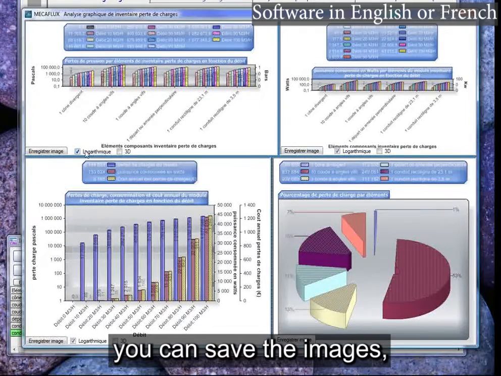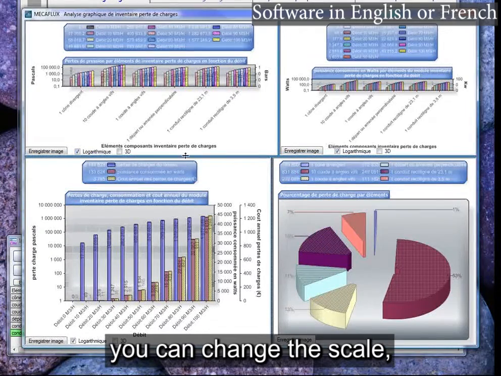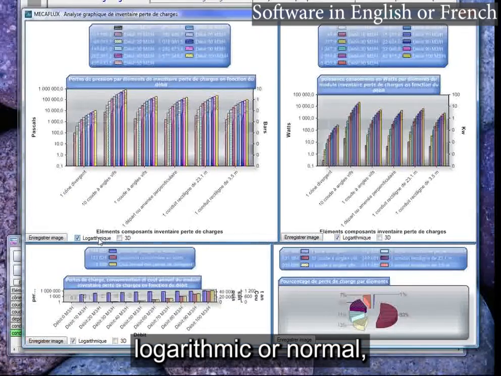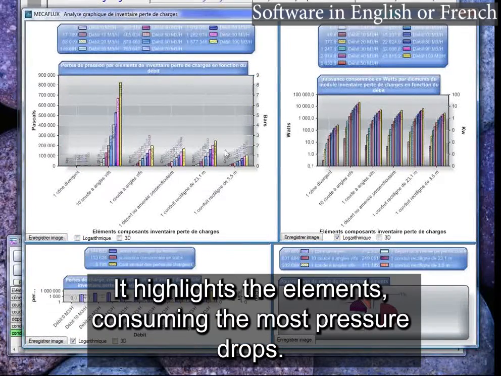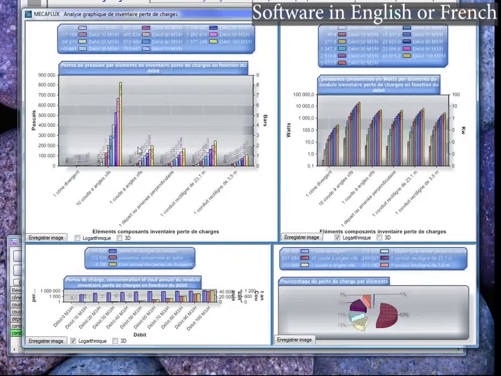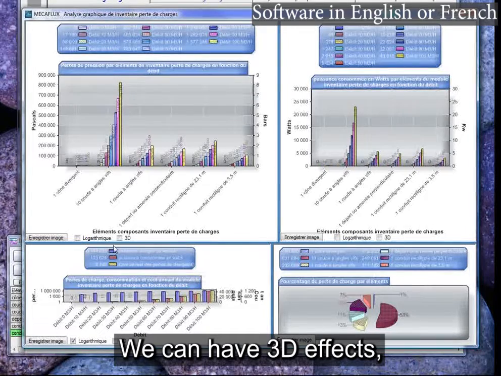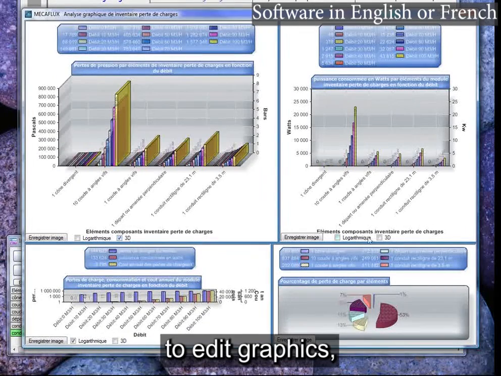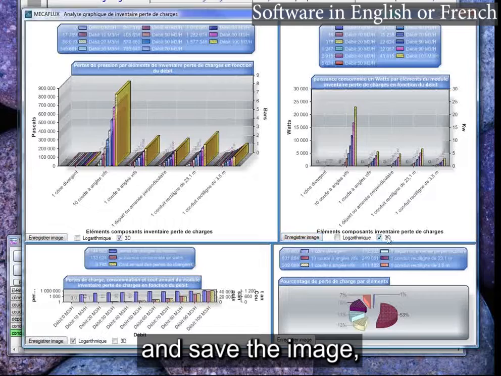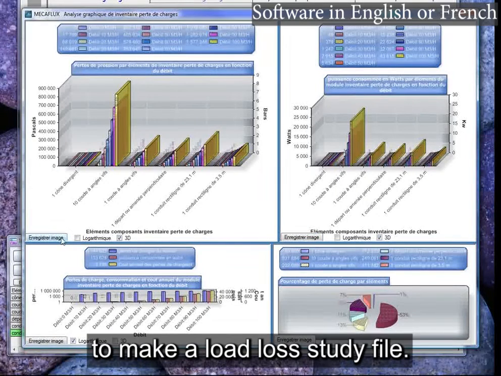You can save the images. You can change the scale, logarithmic or normal. It highlights the elements consuming the most pressure drops. We can have 3D effects, to edit graphics and save the image, to make a head loss study file.